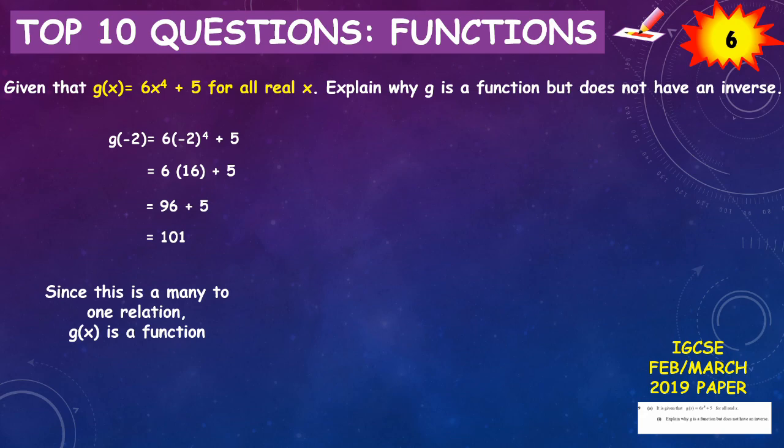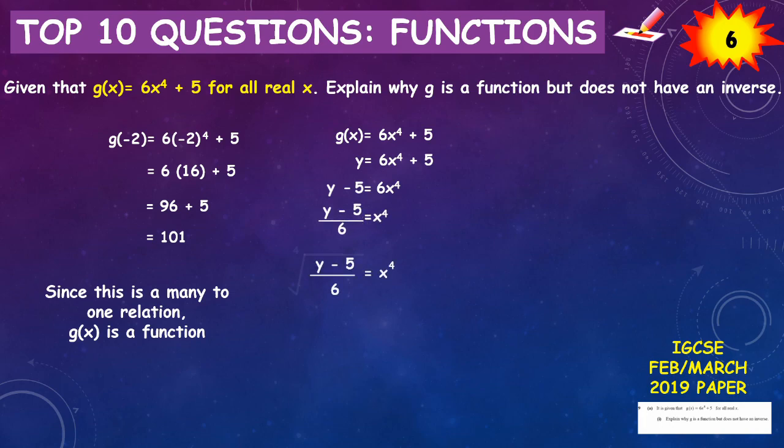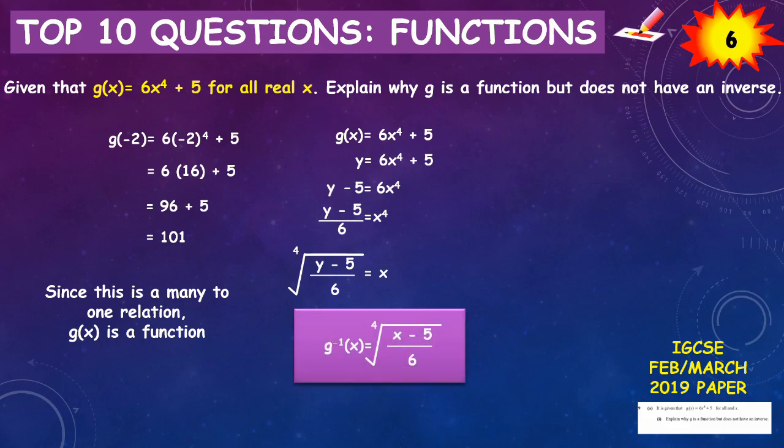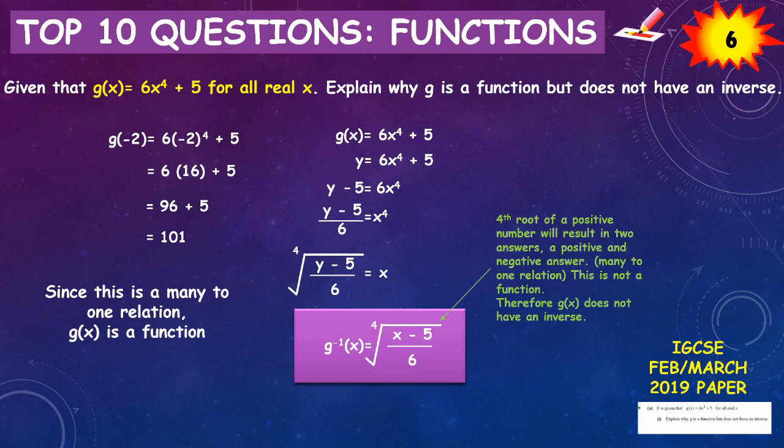Now let's try to explain why g inverse is not a function. We substitute g(x) as y and we rearrange the equation. We get the answer g inverse x equals the fourth root of (x minus 5) over 6. Fourth root of a positive number will result in two answers, just like square root, a positive answer and a negative answer. So this is a one-to-many relation, and this is not a function. Therefore, g(x) does not have an inverse.